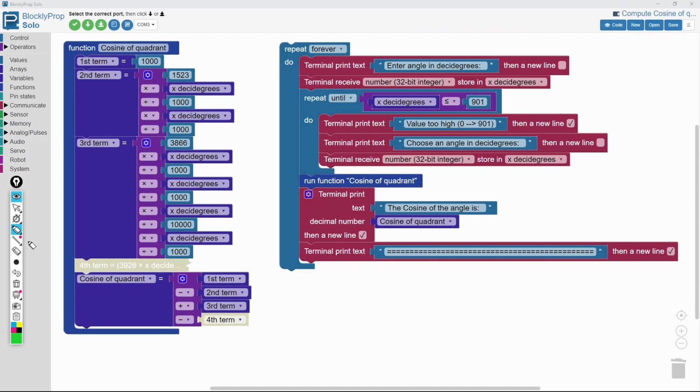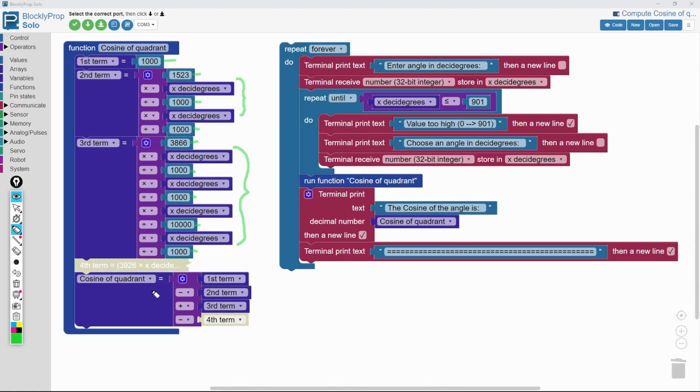The left-hand side computes the cosine function, where our first term is only 1000, our second term is 1523 with 2 decidegree inputs and divided by 10 to the negative 6. Our third term is 3866 multiplied by the power of 4 for decidegrees and multiplied by 10 to the negative 16. Our fourth term is currently unavailable.